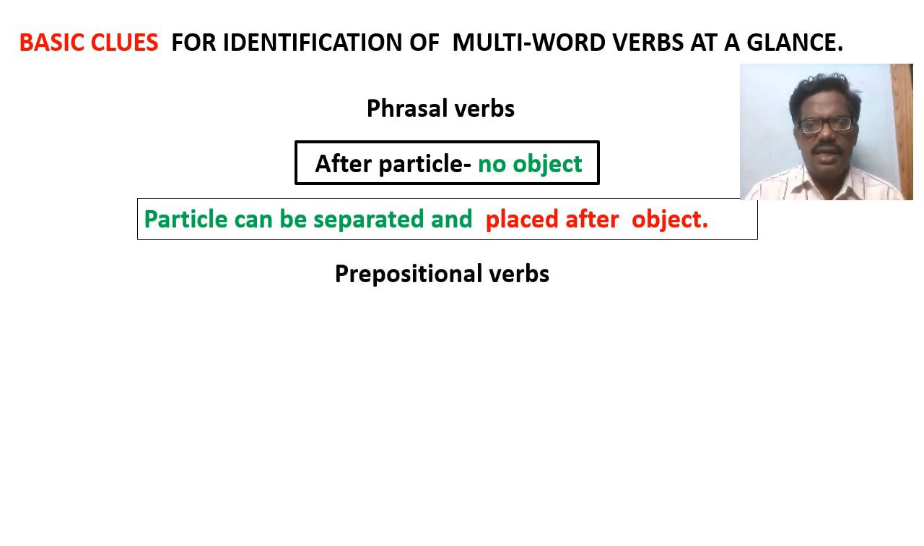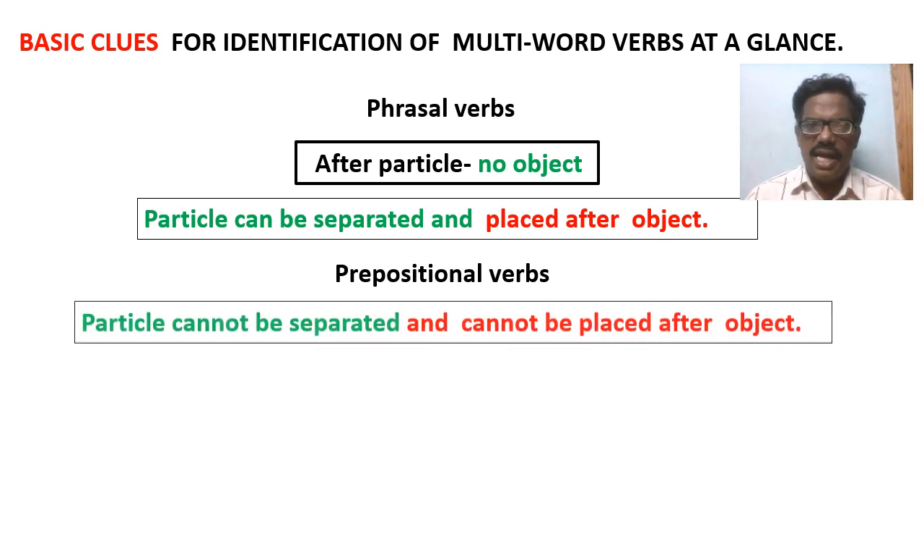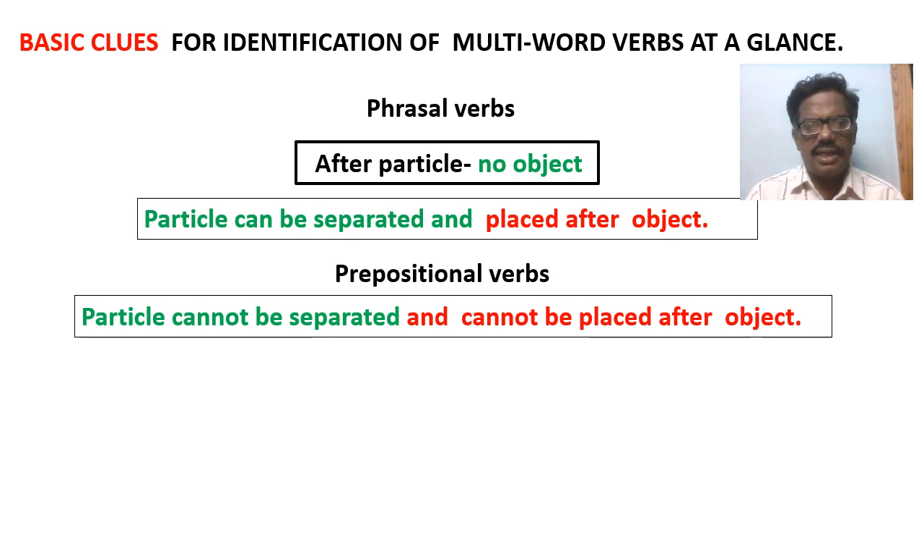Next, another multi-word verb, that is prepositional verb. Whenever a multi-word verb has an object after it and the particle cannot be separated and cannot be placed after the object, then the multi-word verb concerned is called prepositional verb.